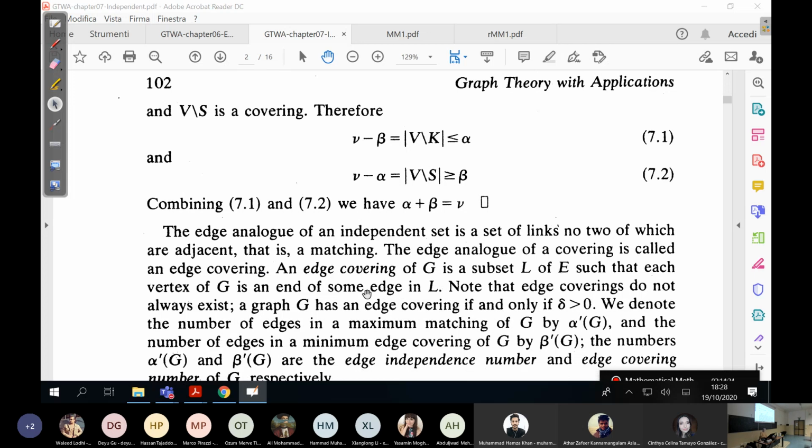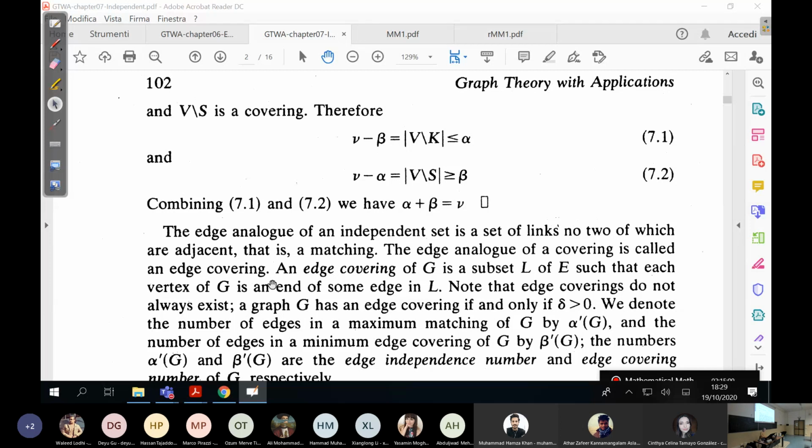Okay, now let's go to the edge analog of an independent set. It is what? It is a matching. Okay, what is an independent set? A set of vertices, no two of which are adjacent. What is a matching? A set of edges, no two of which are adjacent again. So what corresponds to an independent set in terms of edges has already been studied. It's a matching.